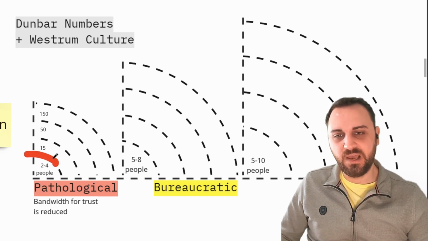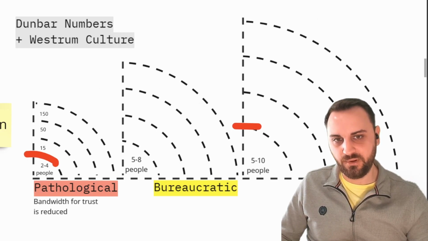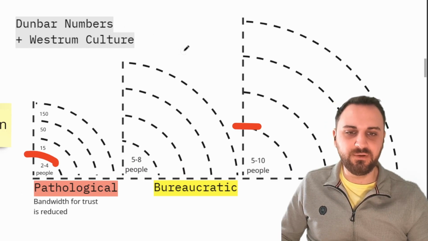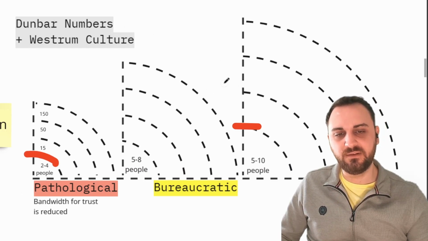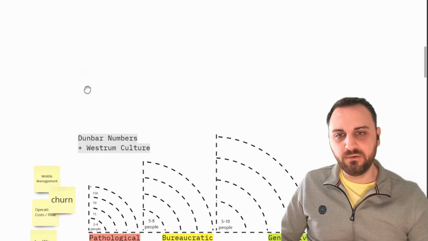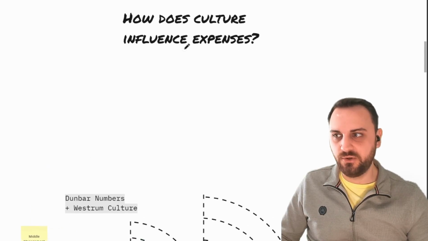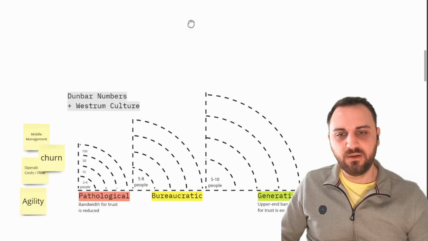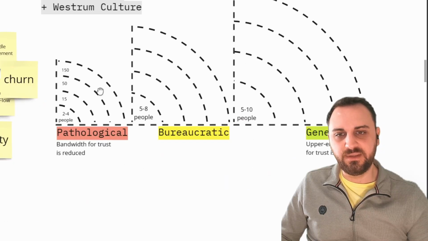You can have 10 managers in this org versus 5 in this one, and you can have the same headcount in the whole company, right? Even though your rings of management are greatly expanded in generative and shrunk in pathological, what is possible in this company is significantly more with significantly fewer layers of interpretation, right? So I think that's the main thing to think about when you're thinking about how culture influences my expense: consider these Dunbar numbers.